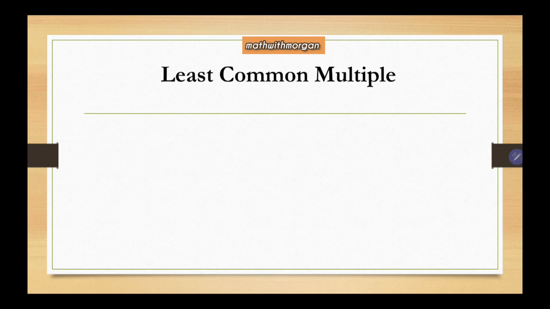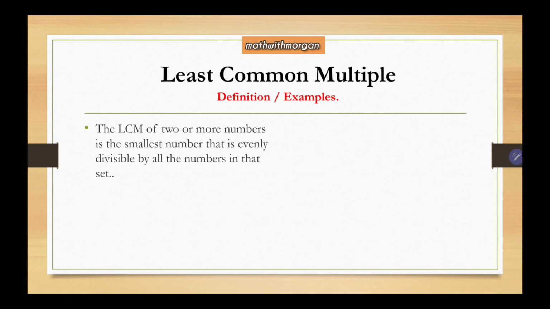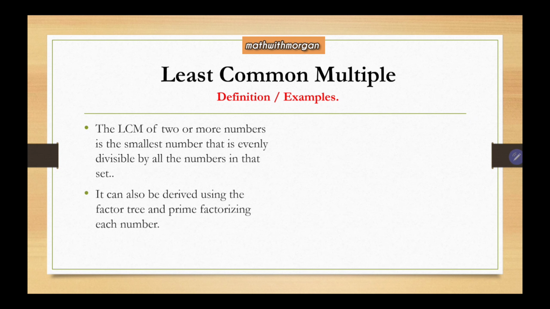Alright then, let's look at least common multiple. Now, what is the least common multiple? The least common multiple of two or more numbers is the smallest number that is evenly divisible by all the numbers in that set. It'll be easier to understand with an example. So it can also be derived by using the factor tree and prime factorizing each number. Let's say we wanted to find the LCM of 24 and 36.